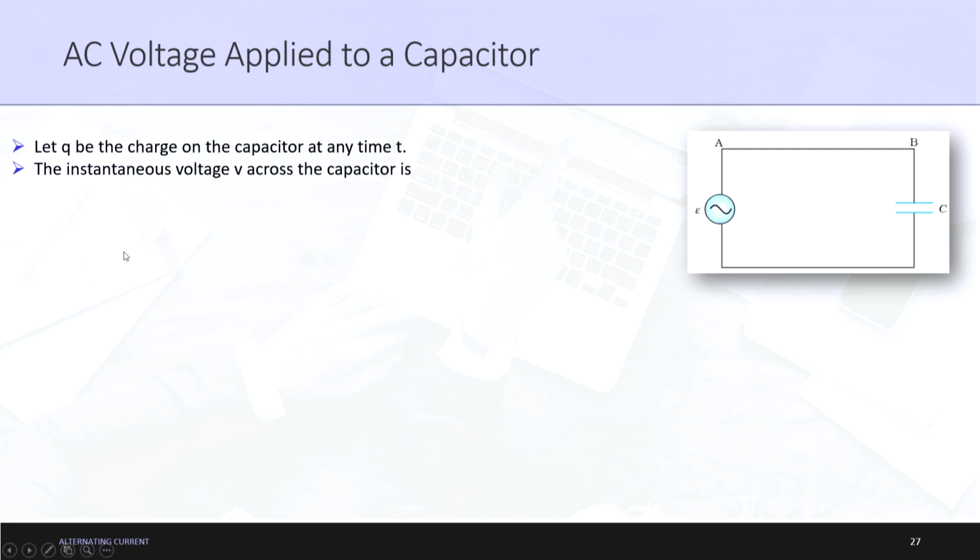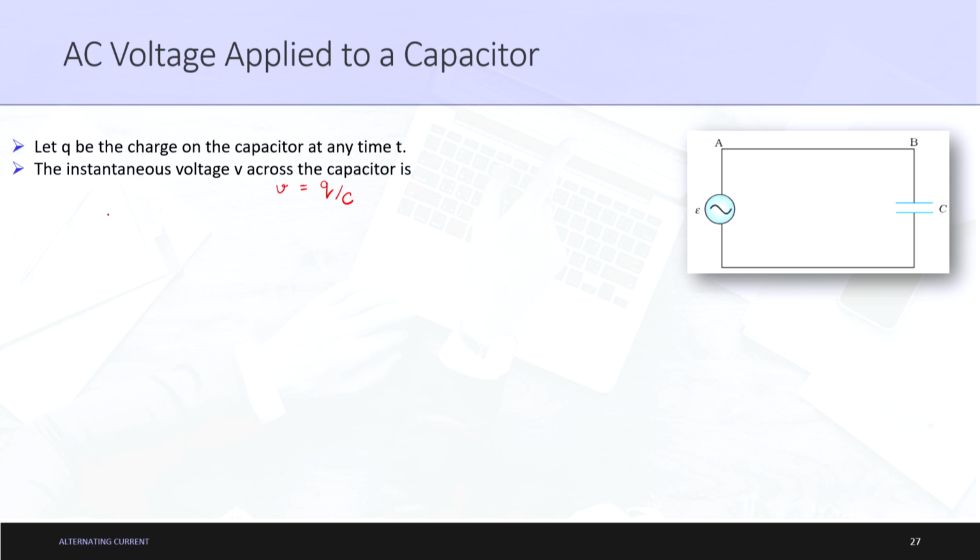Fine. So, now let us try to derive the current, similar to what we did for the AC voltage applied to a resistor and an inductor. Here, let q be the charge on the capacitor at any time t. Now, the instantaneous voltage V across the capacitor will be what? We understood this in the chapter on electric charges, that this voltage is equal to small q divided by capital C. So, simple formula. Now, let us apply Kirchhoff's loop rule here.